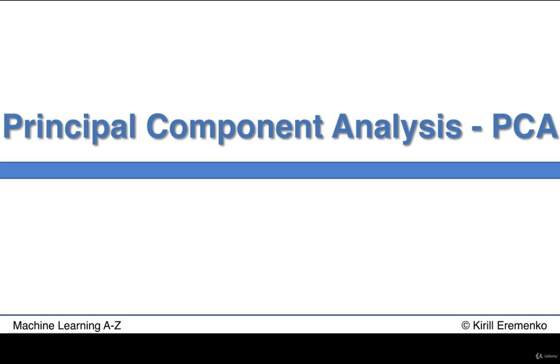Welcome to Section 34, Principal Component Analysis, or PCA. Before you get some hands-on experience coming up with PCA in the practical exercises, we're going to take a look at the intuition behind it. PCA is considered to be one of the most used unsupervised algorithms and can be seen as the most popular dimensionality reduction algorithm.